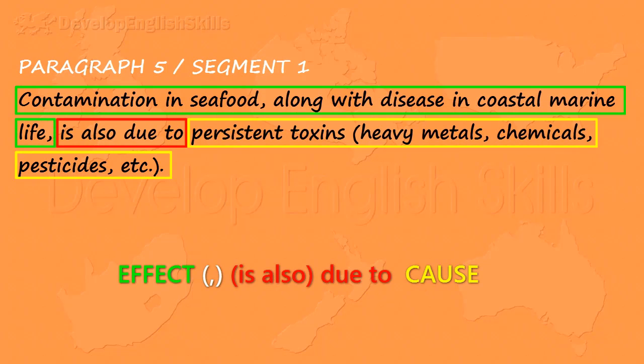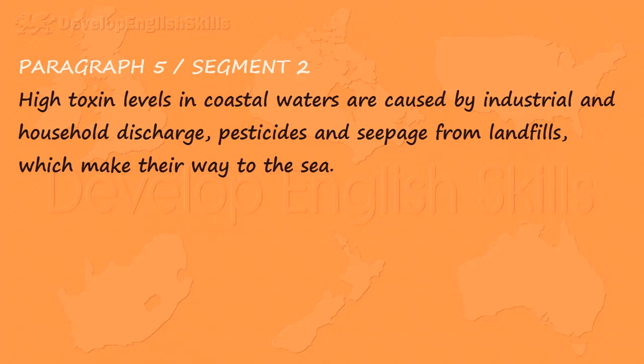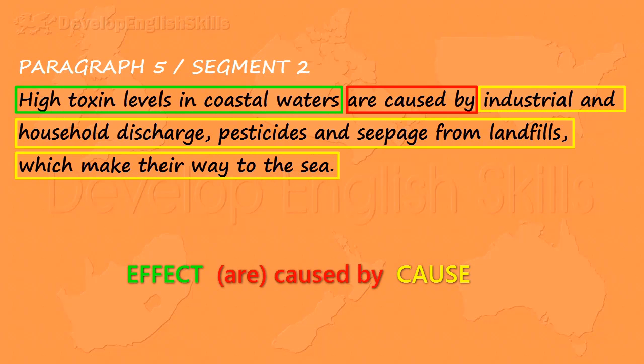Contamination in seafood, along with disease in coastal marine life, is also due to persistent toxins, heavy metals, chemicals, pesticides, etc. "Is also due to" is used to connect the effect with the cause. High toxin levels in coastal waters are caused by industrial and household discharge, pesticides and seepage from landfills, which make their way to the sea. "Are caused by" is used to connect the effect with the cause.